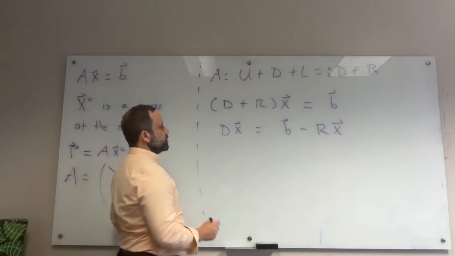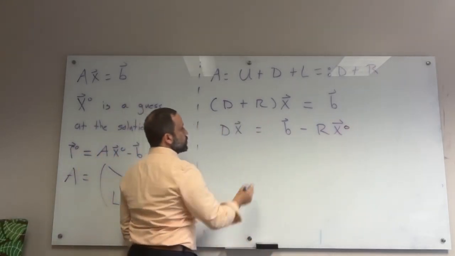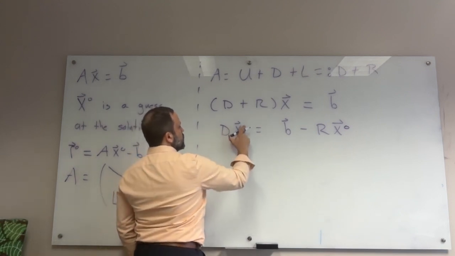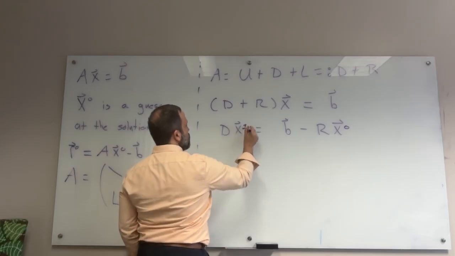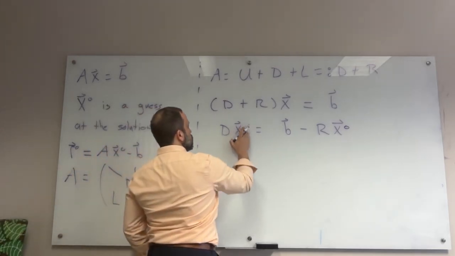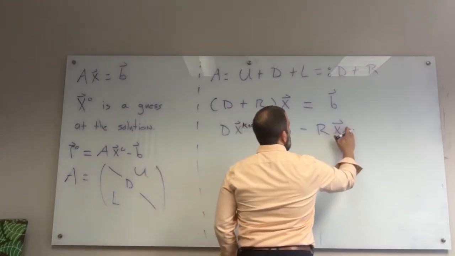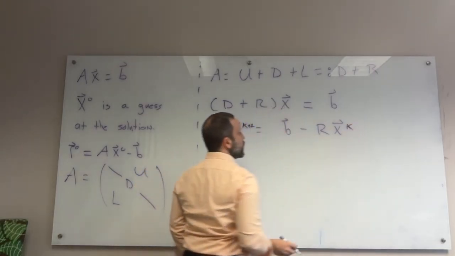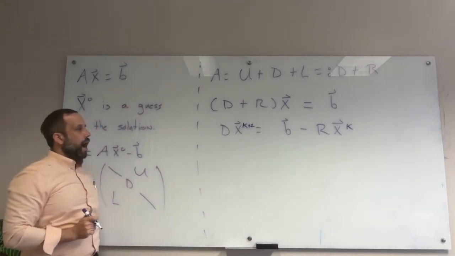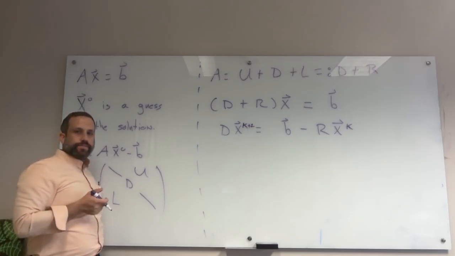So in other words, if x0 is our guess, we're going to have something like this, and then we're going to define the next iteration in our method to be something like this. And in general, we're going to have something like this. This is going to be our way of deriving an iterative method.